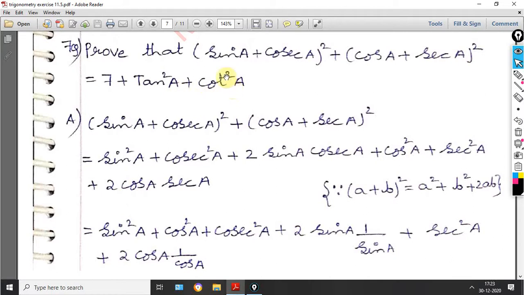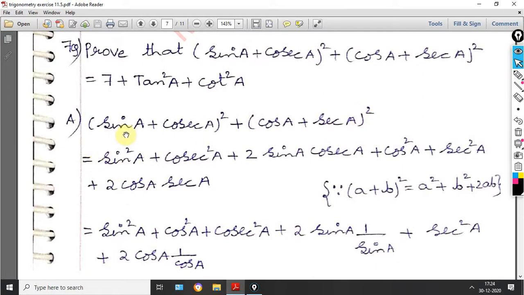So here we have to prove that if we solve (sin A + cosec A)² + (cos A + sec A)², we should get this answer. When we solve this LHS part, we should get the RHS, which he is saying is 7 + tan² A + cot² A. So first of all, we will write what he gave in the LHS part. We are writing it as it is: (sin A + cosec A)² + (cos A + sec A)².